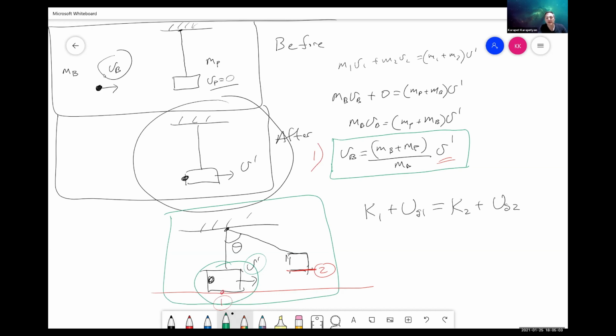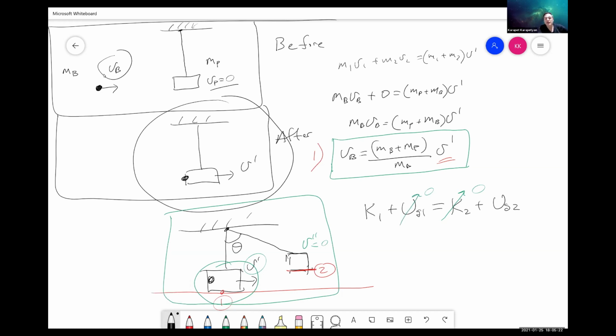But because my system is going to stop at point 2, let's say here I have v double prime, and v double prime is going to be 0, then I can say that there is no kinetic energy at point 2. It's going to stop before coming back down. Since point 1 is going to be my reference position, there's also no potential energy there.